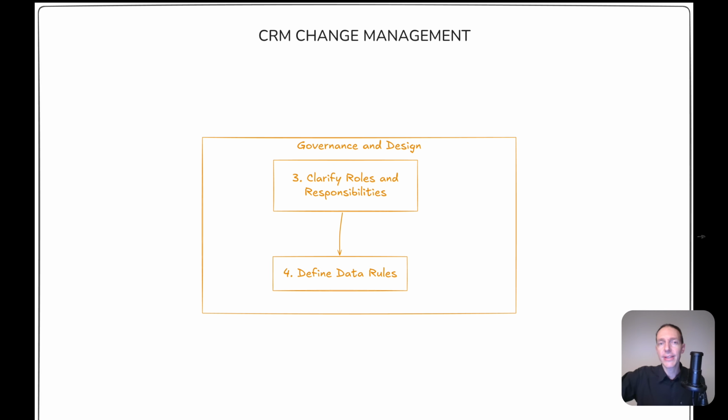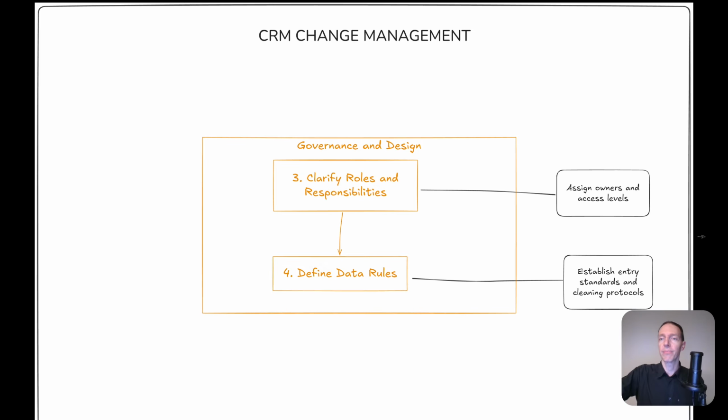Then the next thing would be the governance and the design. So here, clarify roles and responsibilities, define data rules, very important as well. So here it always makes sense, if you're in this kind of scenario, if this video is for you anyway, you would have a product owner. So most likely this product owner for the CRM, for the marketing or sales systems, she or he would define the process and would be responsible for driving this whole process.